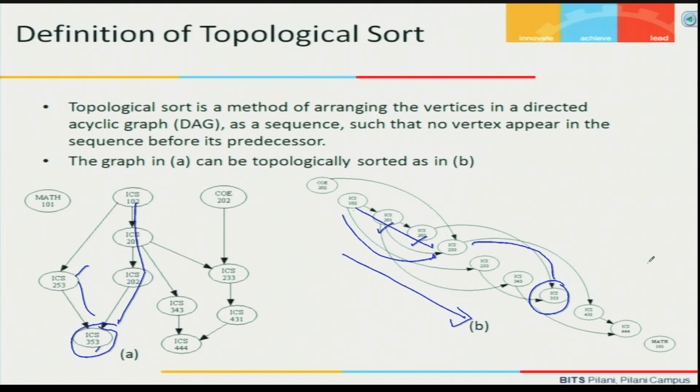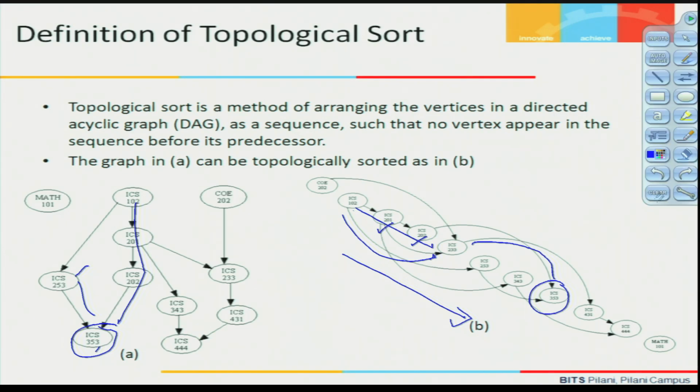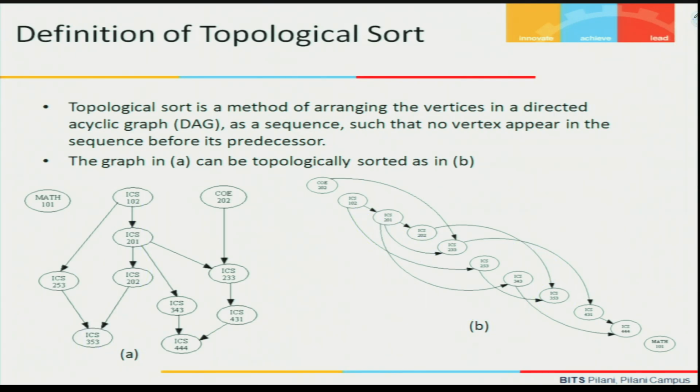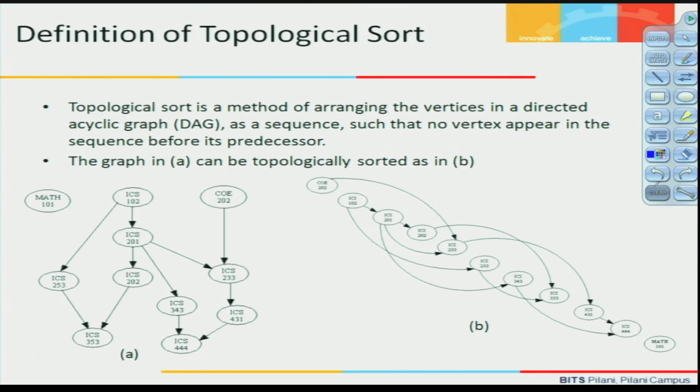So, the graph A we see can be topologically sorted as shown in graph B. We are going to look at a systematic way of doing this. That is, the input will be this graph, and this graph will be the output. So, the procedure that we look at is going to take a directed graph and output a directed acyclic graph with the property of topological sorting.